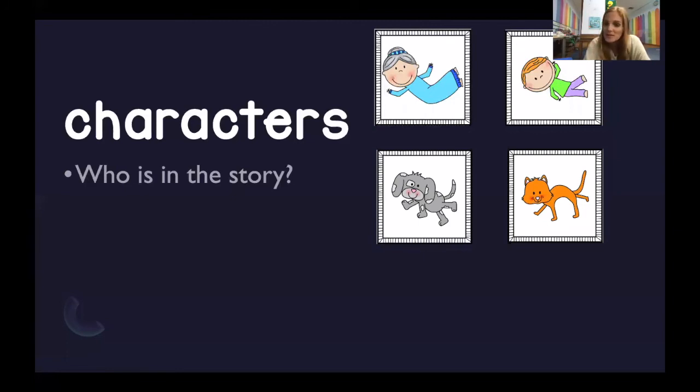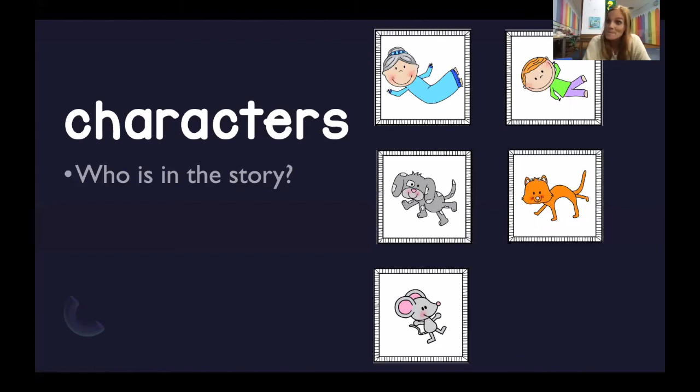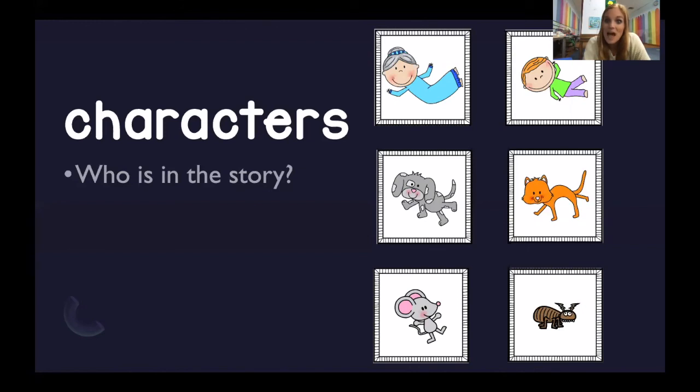Two more characters. Who were they? Mouse. The mouse was on top of the cat. And the last character, what was sleeping on the mouse? Flea. The flea. So we have many characters in the story. There are 6 characters: Granny, child, dog, cat, mouse, and flea.